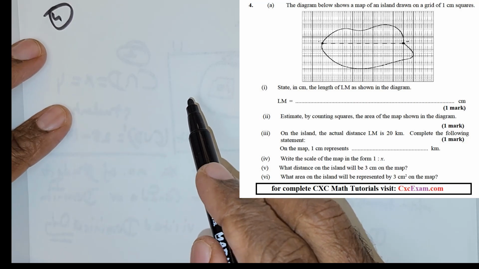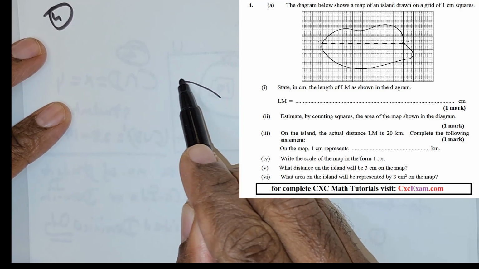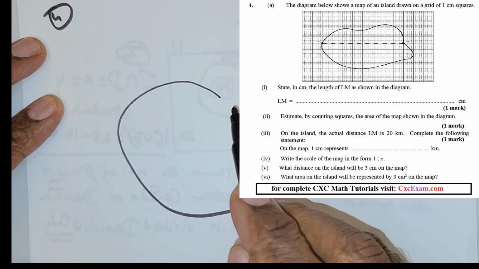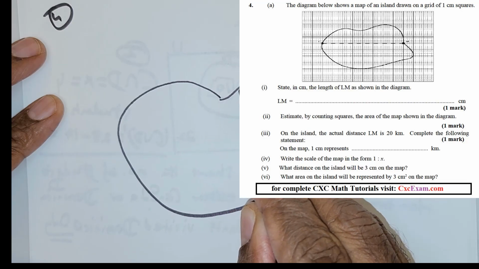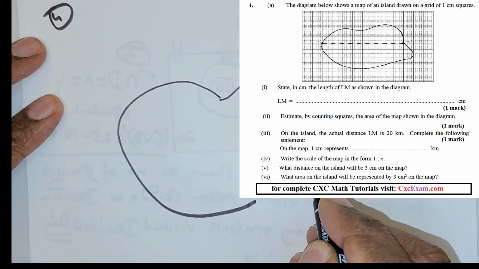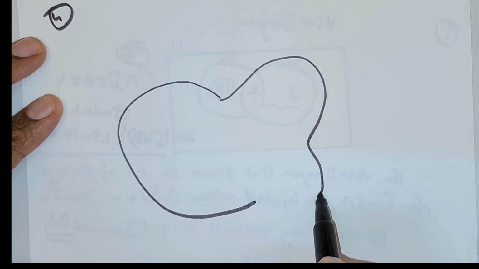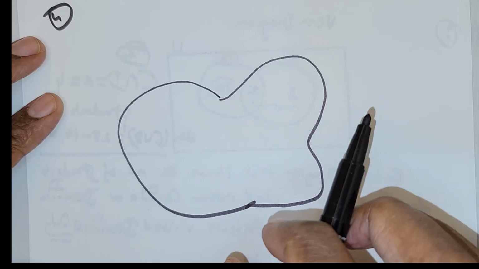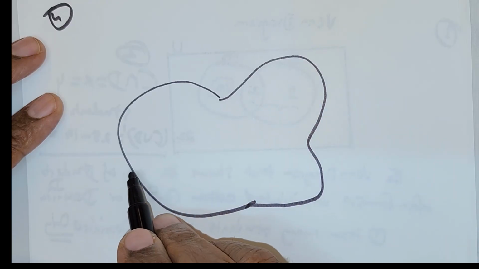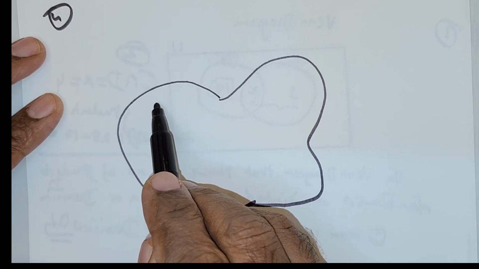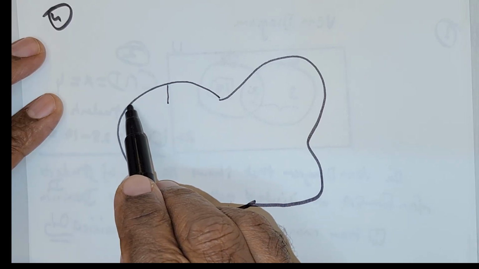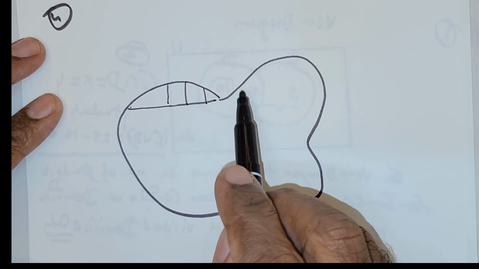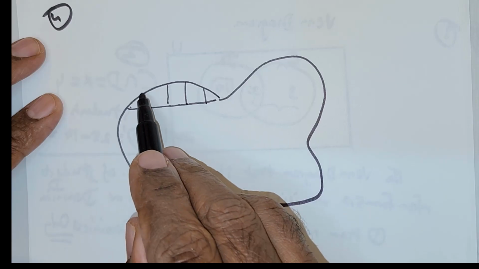Okay, we got question number 4. Now there is a map which is actually drawn on a grid. Now the grid consists of certain division of squares. Now this is not the exact figure, this is an approximate figure. Now you have squares inside. You have squares everywhere. So just imagine that all of these are actually squares.